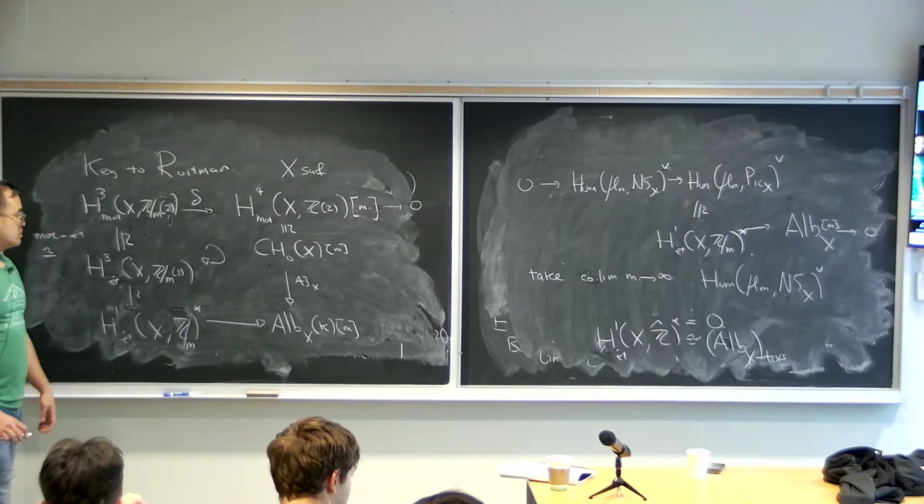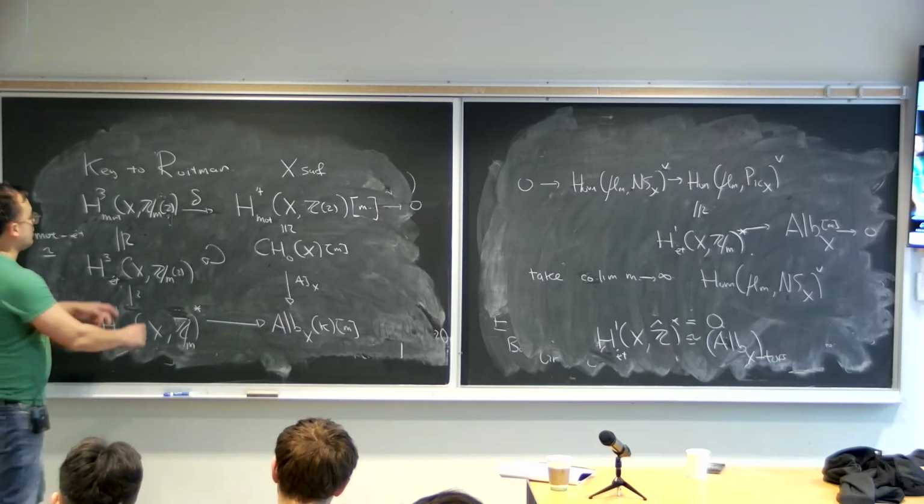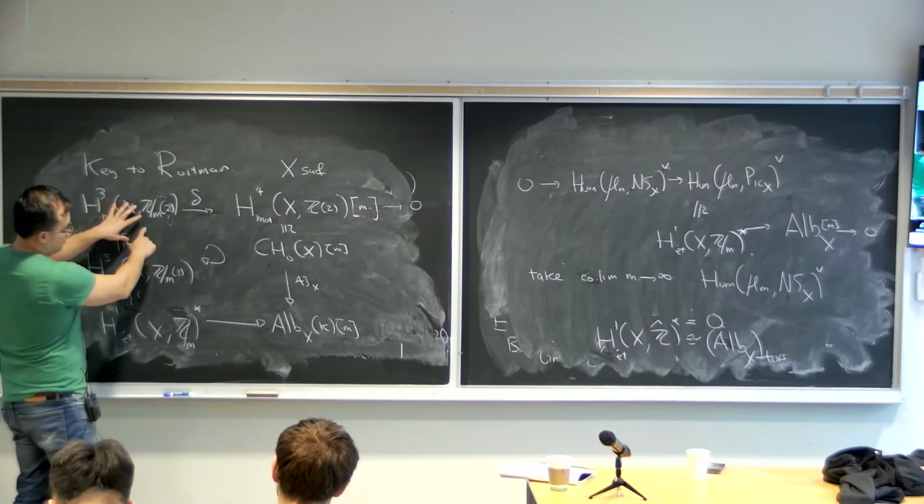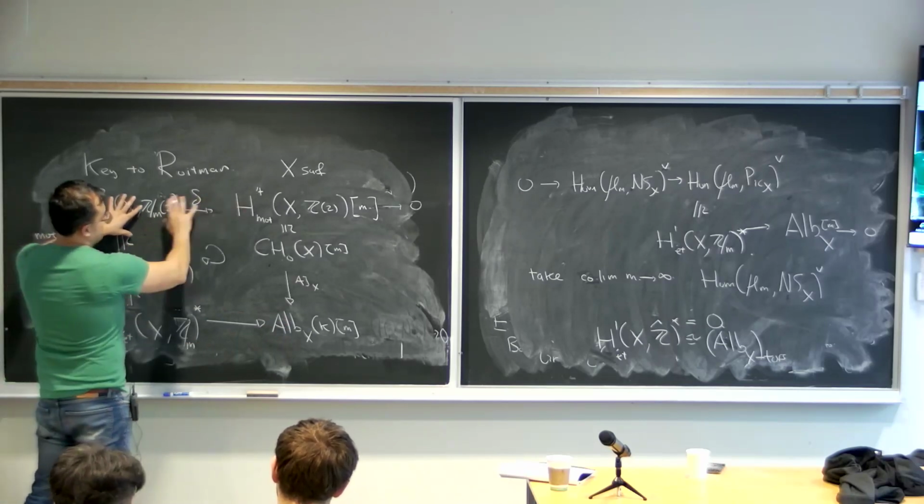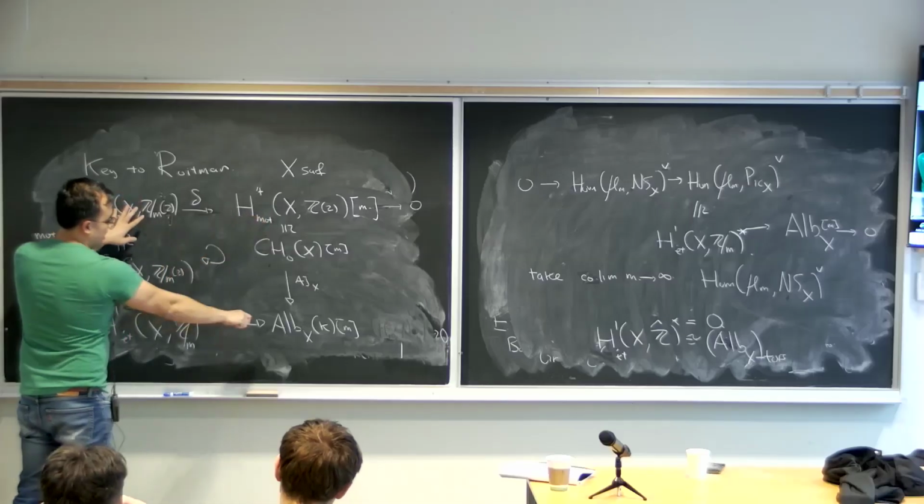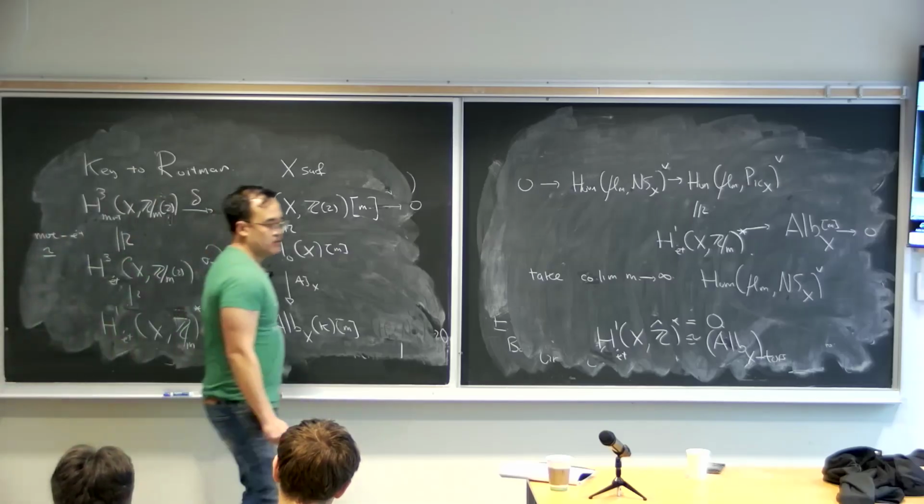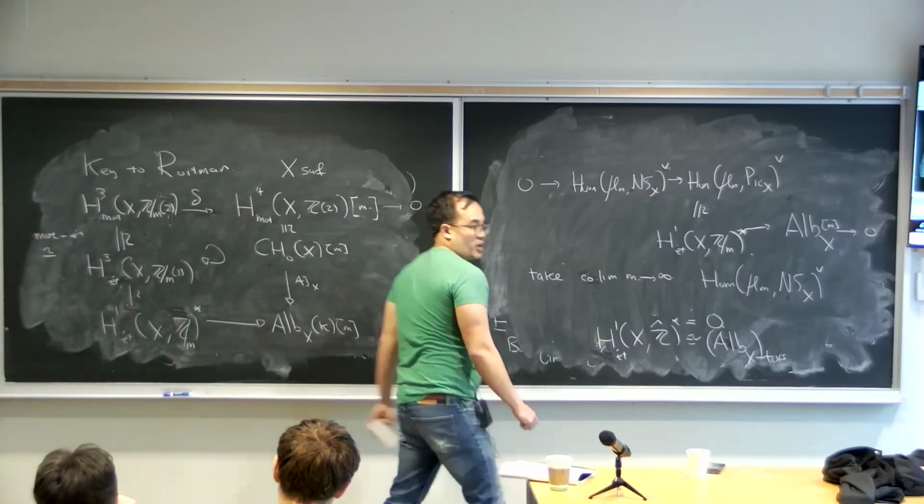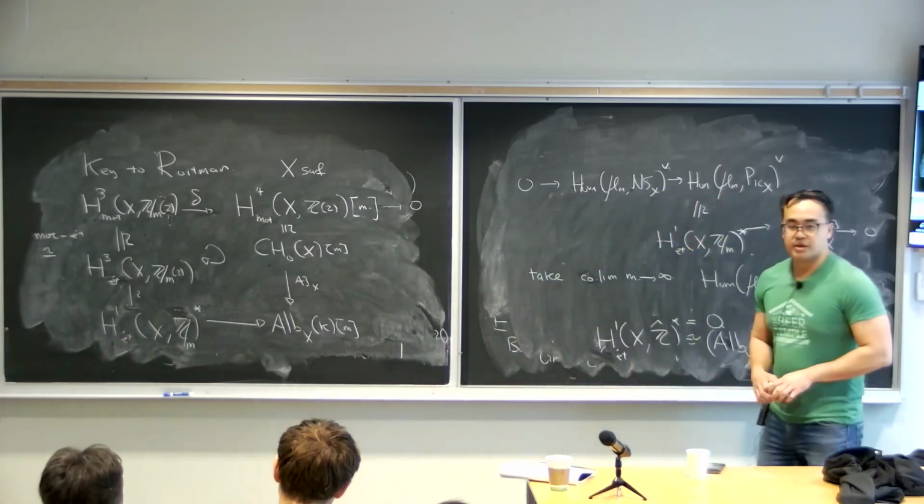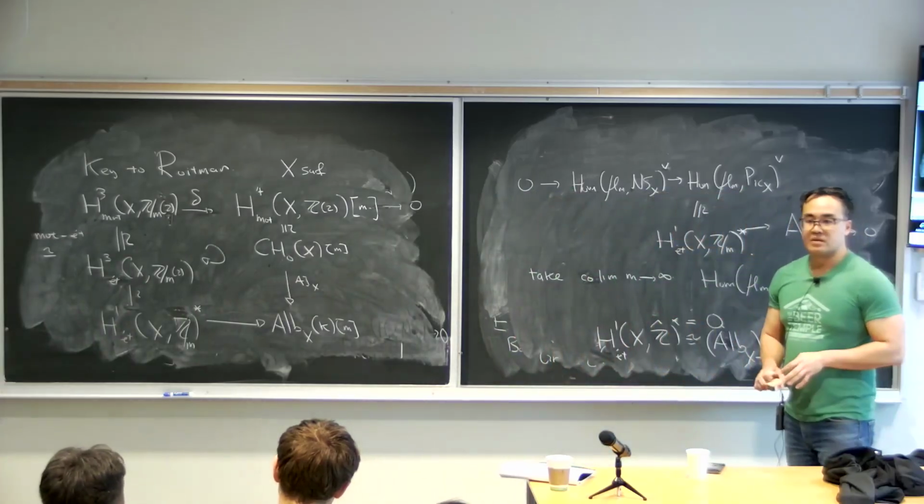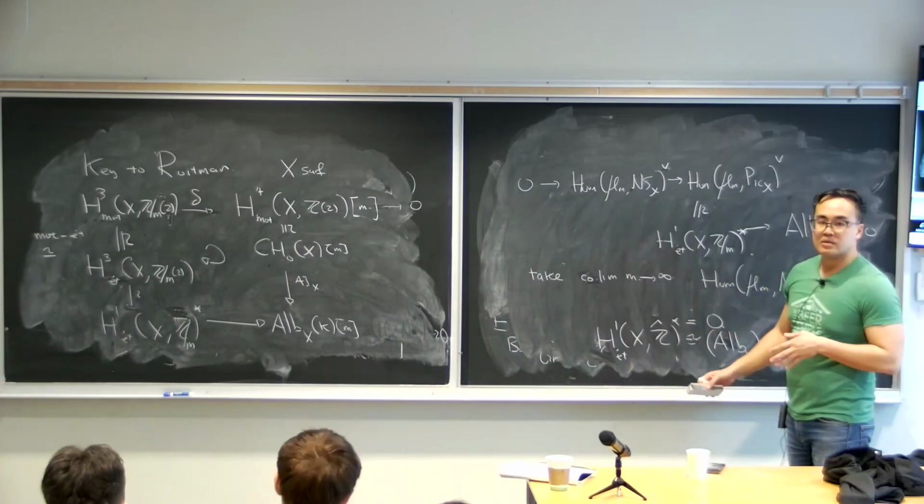So without knowing this object, you wouldn't have known how to construct something which is surjecting onto H4 that maps into Albanese. Okay, so that's the story of the theorem. Any other questions? That's the key diagram in proving it.